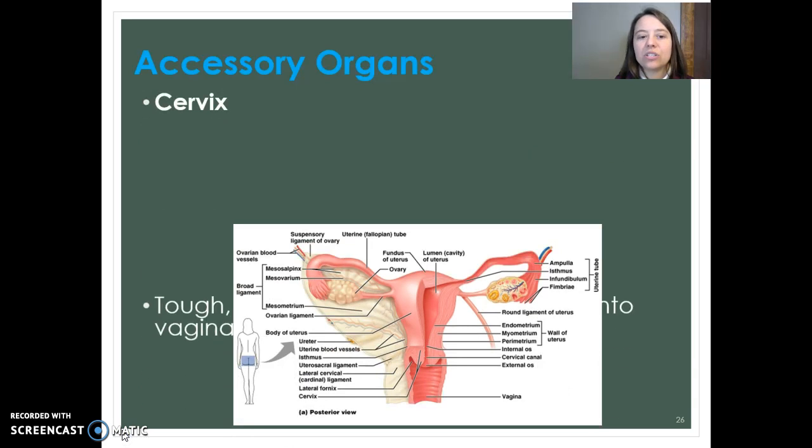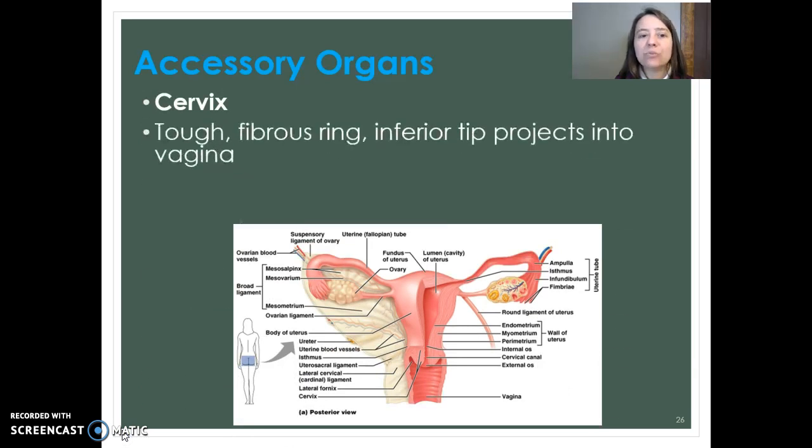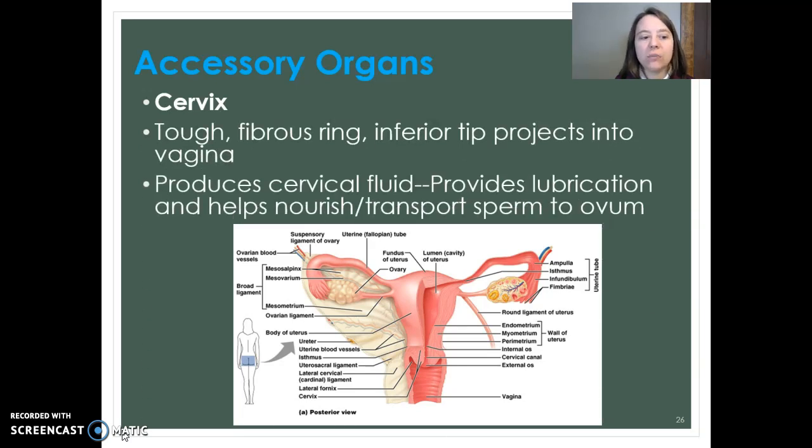Okay, there's also the cervix, which is a tough fibrous ring, the inferior tip of the uterus, and it projects into the vagina. So the cervix produces cervical fluid, which provides lubrication and helps nourish and transport sperm to the ovum.